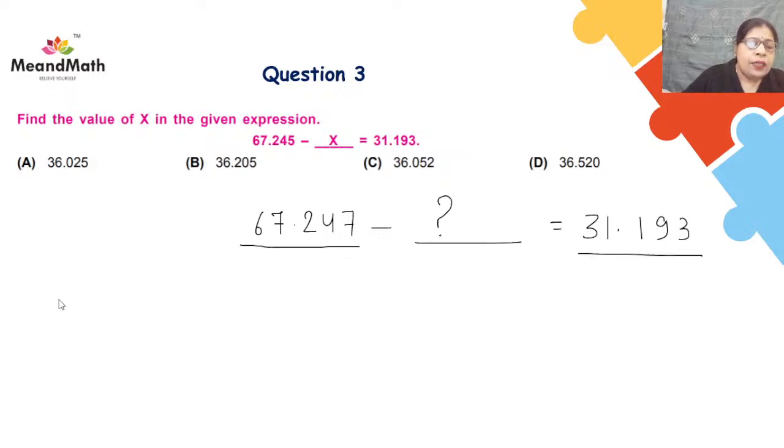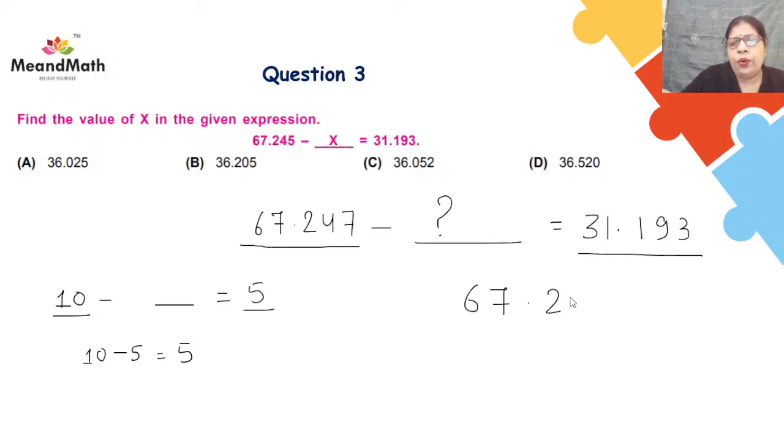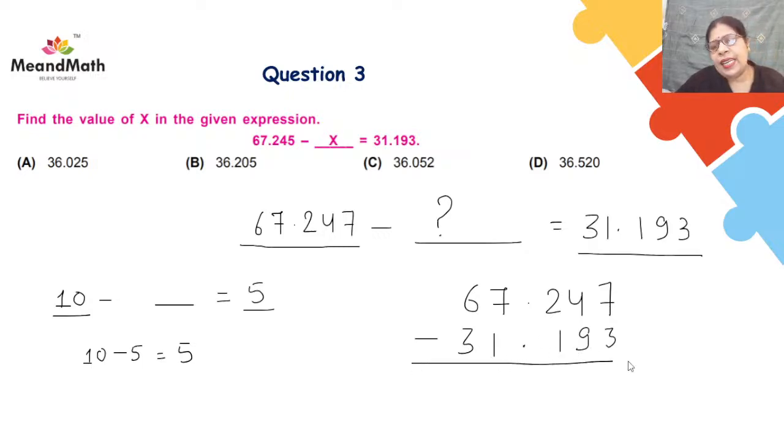Suppose I have an example, 10 minus what gives you 5. So easily we can do 10 minus 5 gives us 5. How did we do that? We subtracted this 10 and this 5. In the same way, we are going to subtract these two decimals. So let's try 67.247 subtracted by 31.193. Just keep in mind that we have to place the decimals very nicely in the correct position.